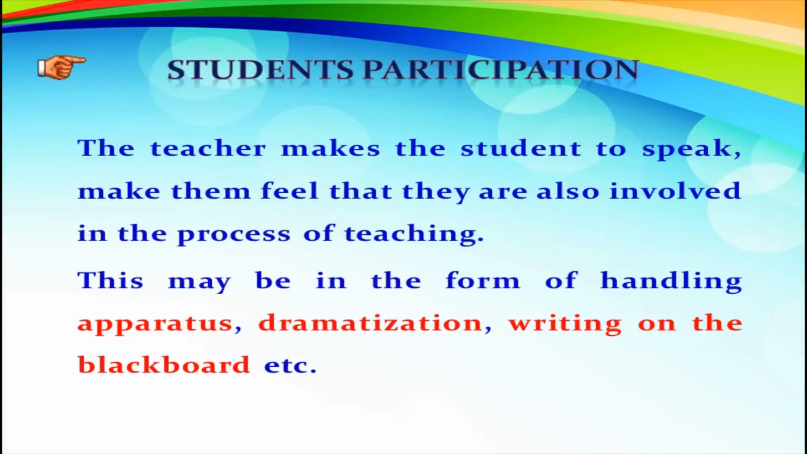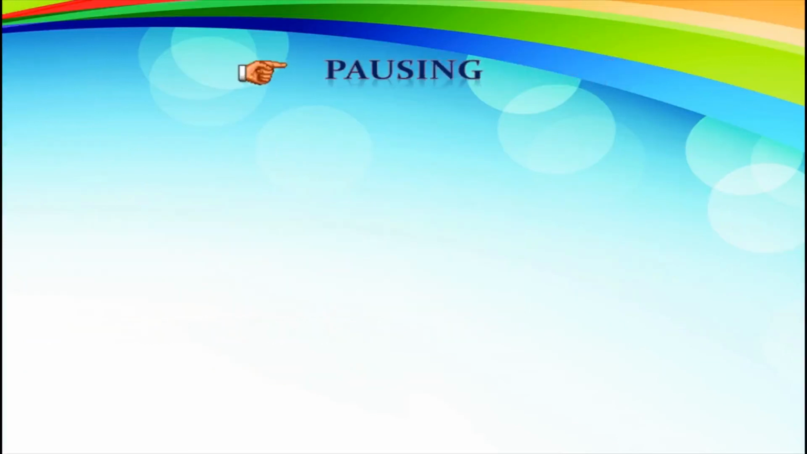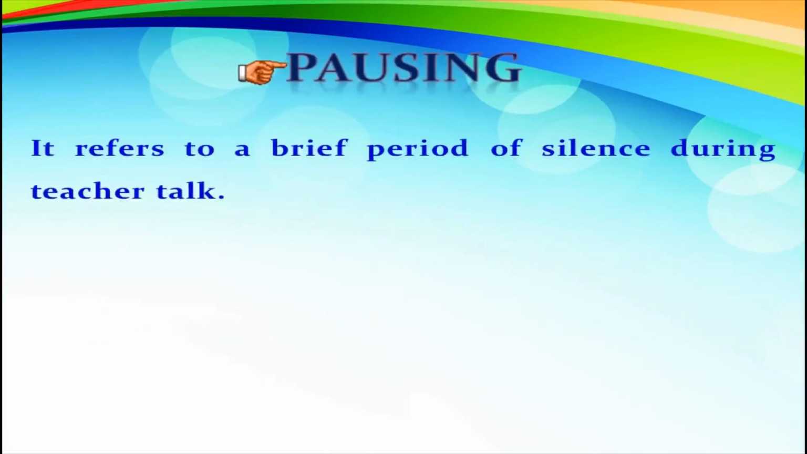And the next component is oral visual switching. Visual media may be in the form of charts, pictures, or graphs on the blackboard. It should go hand in hand with the verbal statements in the class. And the last component is pausing. It refers to a brief period of silence during teacher talk.